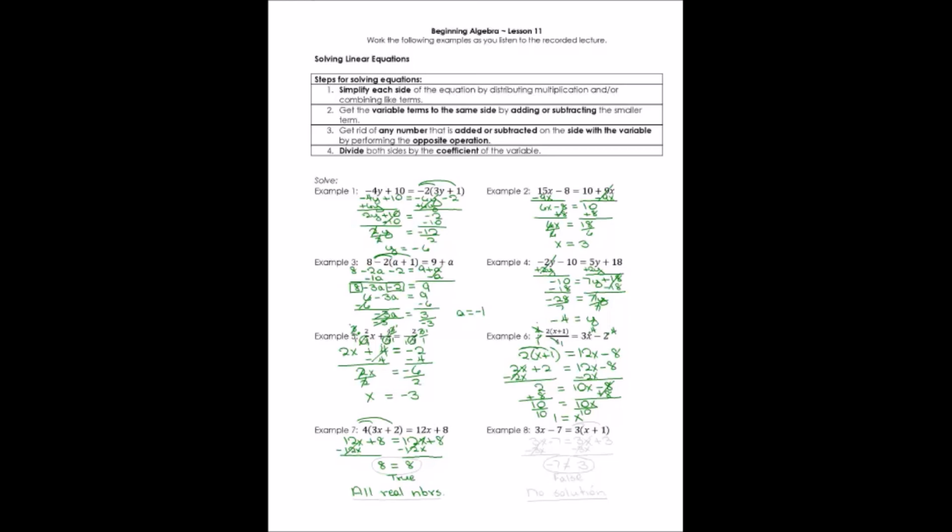Let's take a look at number 8 now. We've got 3x minus 7, which we can't simplify. And on the right, we say 3 times x, which is 3x. And we say 3 times 1, which is 3. Now I'm going to get my variables together. I'm going to subtract out a 3x from both sides. What happens? The 3x's are once again going to cancel. I have no x's. Instead, I have negative 7 equals 3.